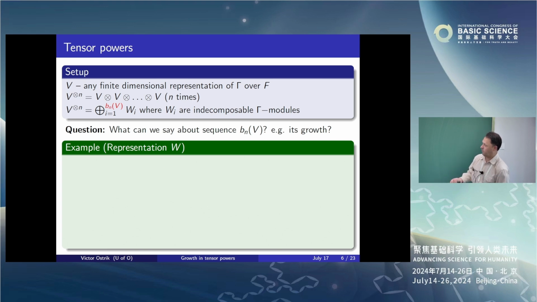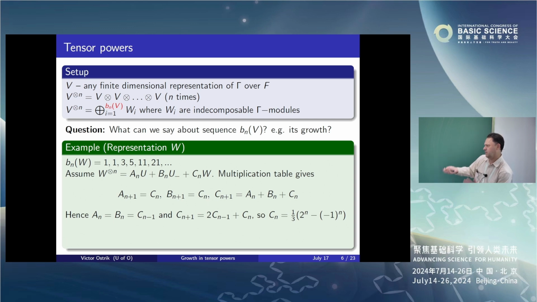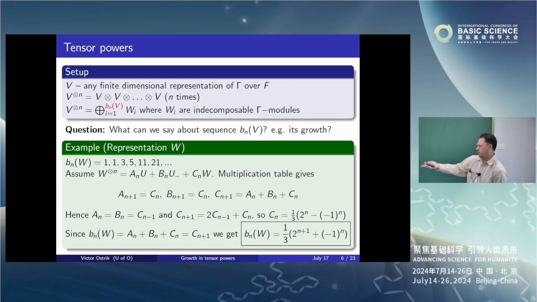Reasonable question. And I have one representation W, and if you compute this sequence for this representation, you will get numbers like this. Maybe you can guess the pattern, or you can just try to compute what this pattern is going to be. If the n-th tensor power is a combination of u, minus, and w with coefficients an, bn, cn, then my multiplication table from the previous slide gives me some recursive relations for these numbers. And if you solve these recursive relations, you can find one of them.